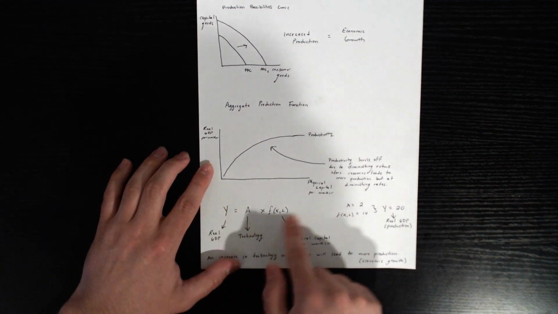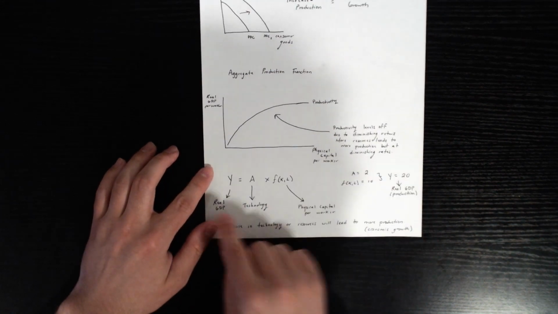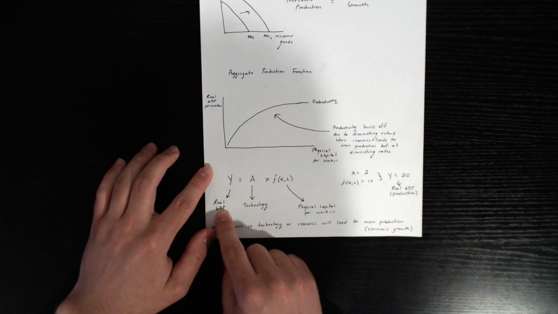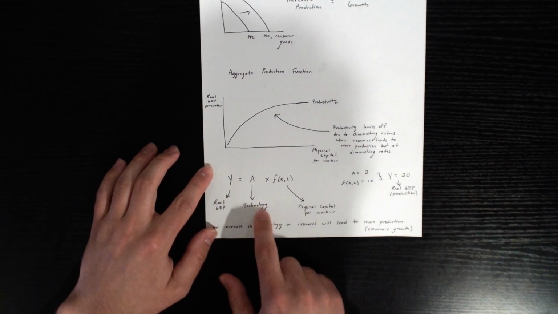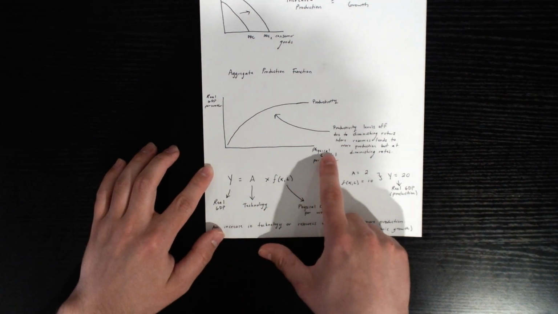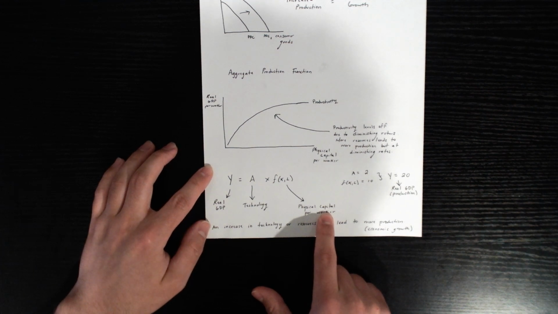Here's the actual formula for the aggregate production function, which is how we got this. It's going to be Y, which is how we annotate real GDP, equals A, which is signifying technology, times a function of physical capital per worker, right here.